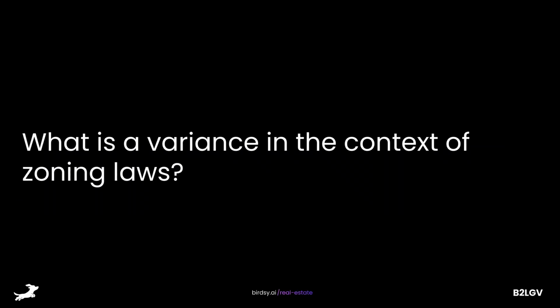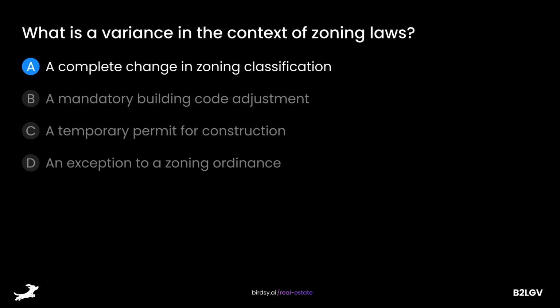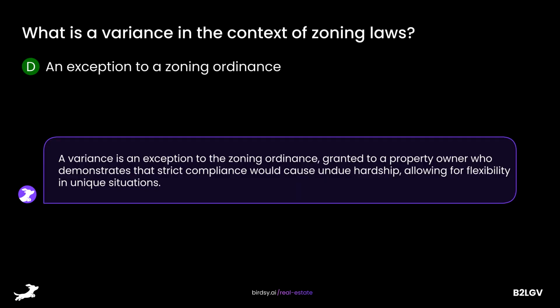What is a variance in the context of zoning laws? Is it A, a complete change in zoning classification, B, a mandatory building code adjustment, C, a temporary permit for construction, or D, an exception to a zoning ordinance? The answer is D, an exception to a zoning ordinance. A variance is an exception to the zoning ordinance granted to a property owner who demonstrates that strict compliance would cause undue hardship, allowing for flexibility in unique situations.